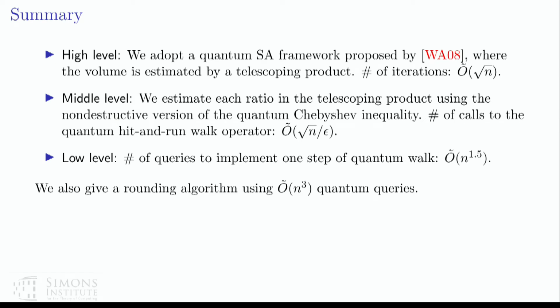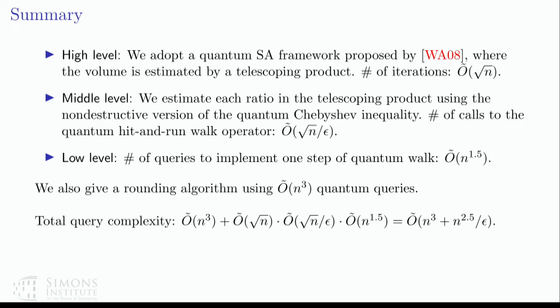I don't have the time to cover it here, but we also gave a rounding algorithm that turns a very ill-conditioned convex body into a well-conditioned case, using only a cubic number of quantum queries. In total, the quantum query complexity of our algorithm is n to the 3 plus n to the 2.5 over epsilon, as I claimed at the very beginning of my talk.